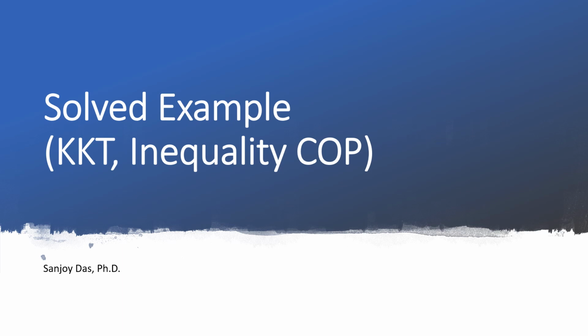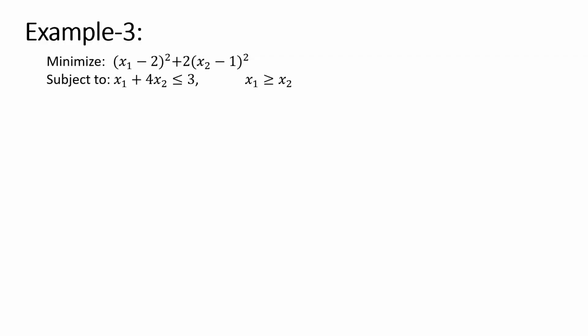Here's a solved example where we apply the KKT conditions, and there are two inequality constraints in the constrained optimization problem. So the objective function is minimize (x1 minus 2) squared plus 2 times (x2 minus 1) squared, subject to the inequality constraints x1 plus 4x2 is less than or equal to 3 and x1 is greater than or equal to x2.